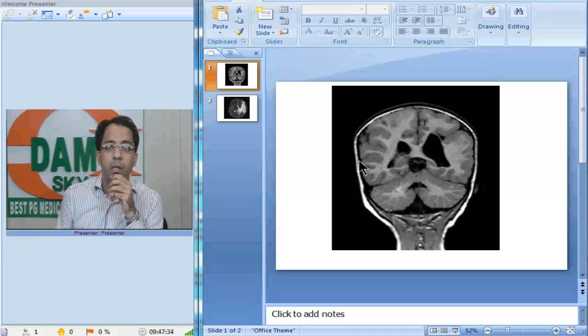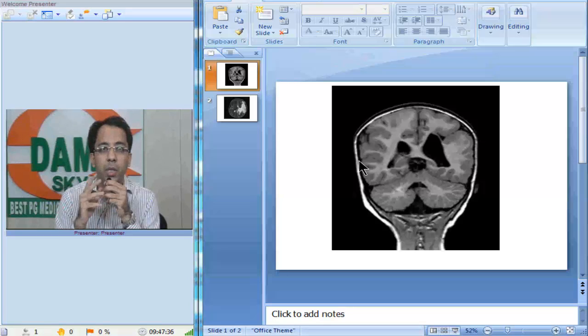Hello everybody. Today we'll discuss another neurological case which has a very unique finding. Now I want you to observe this MRI image. This is an MRI coronal image, a coronal T1 weighted image. I want you to take a look at it carefully.